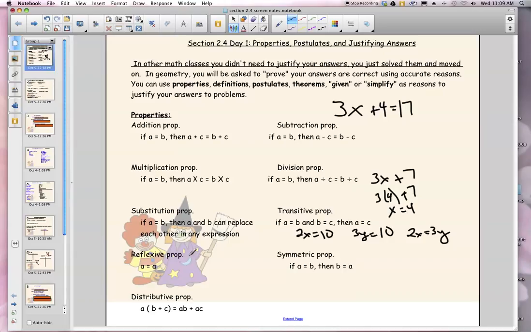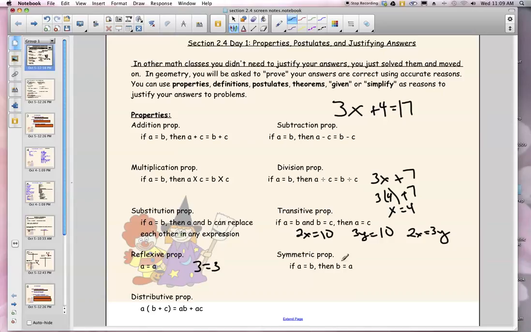The reflexive property simply says that something is equal to itself, so it would say 3 equals 3. We'll talk a little bit about the reflexive property. It's not high on our priority list. You will see where it comes in handy in a couple of problems, but it's really just something equals itself.